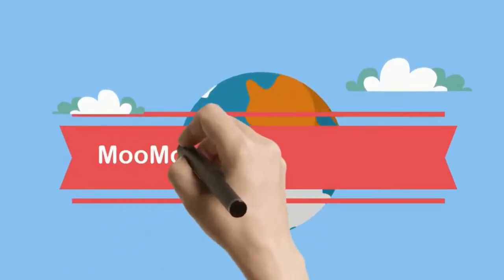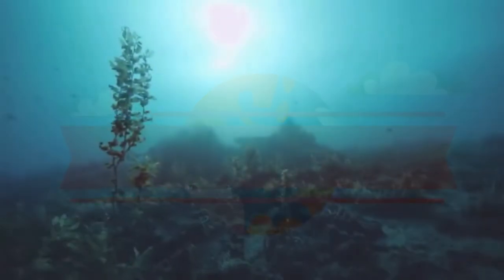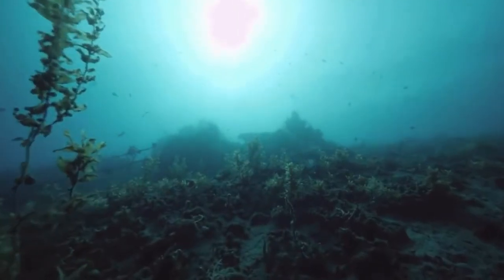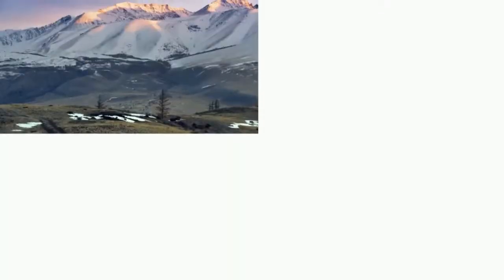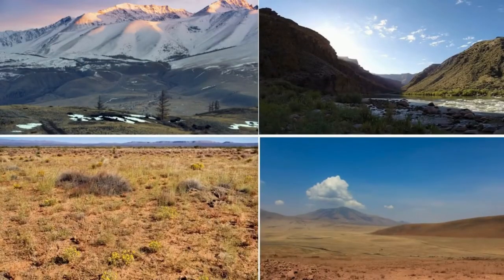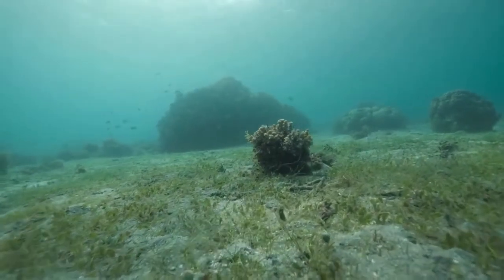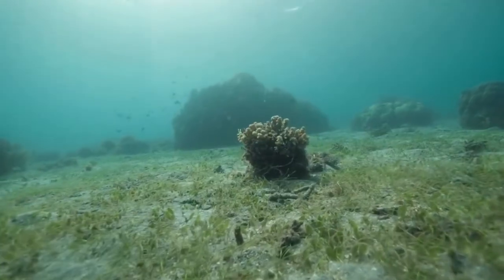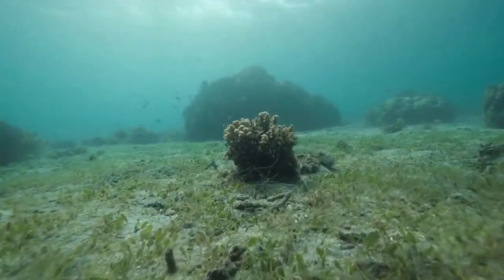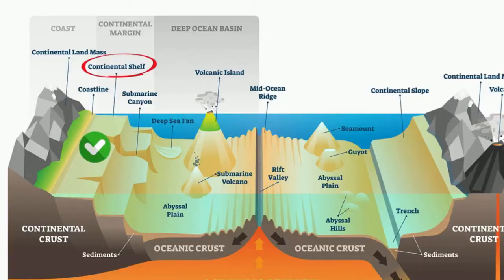Welcome to MooMooMath and Science and the ocean floor. The ocean floor is made up of various landscapes, including mountains, valleys, and plains. These underwater surfaces of the ocean floor are located from the shallow part of the ocean to its deepest part. The continental shelf is the underwater edge of the continent.